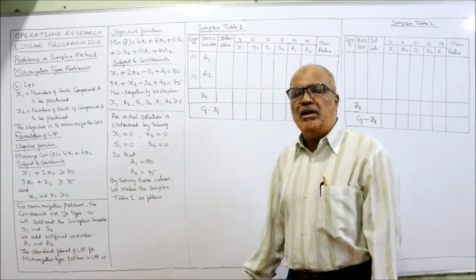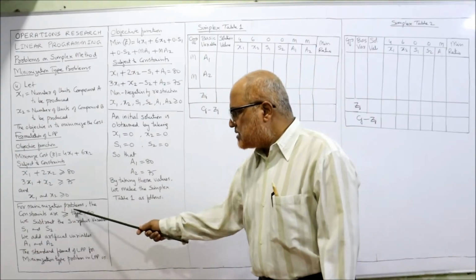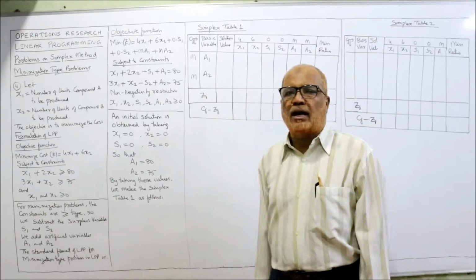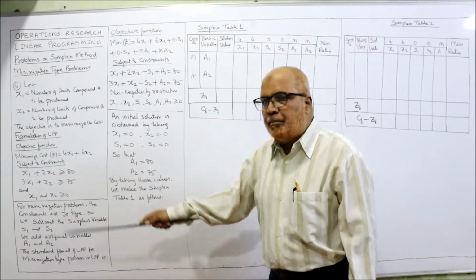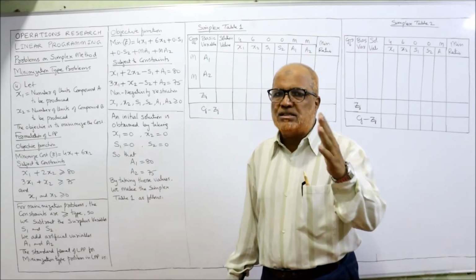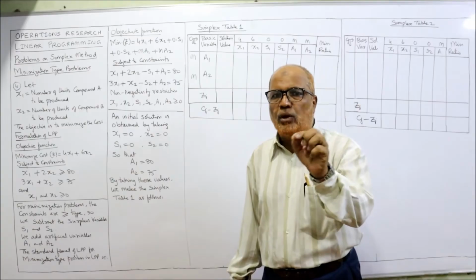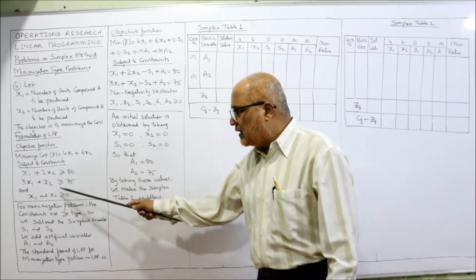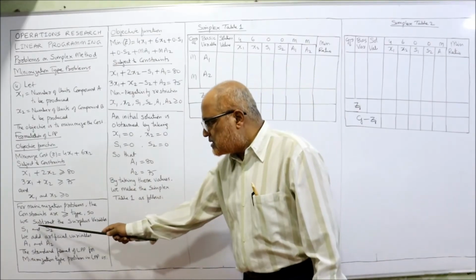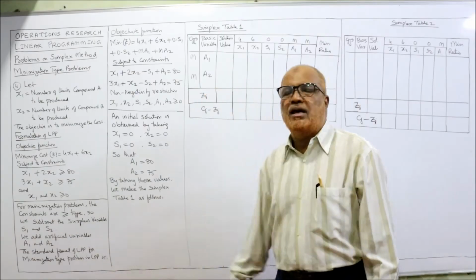So what are the rules for minimization problem? For minimization problem, the constraints are greater than type. Previous three problems you have seen were maximization problems, where we have less than or equal to type. But here we have greater than or equal to type. So we subtract the surplus variables S1 and S2.